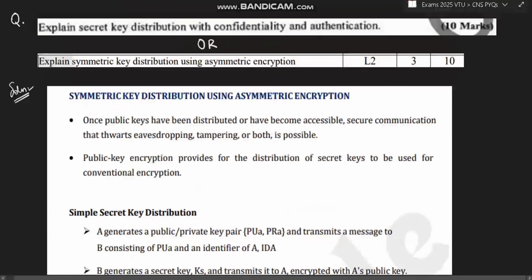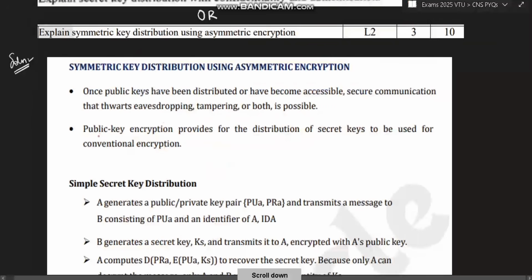Now, what is symmetric key distribution using asymmetric encryption? Once the public keys have been distributed or have become accessible, secure communication that thwarts eavesdropping, tampering, or both is possible. Everyone has the public key, even a hacker can have the public key, so we need a private key now. Now, how do we distribute the private key? Because everyone should have their own private key also, right? Public key encryption provides for the distribution of secret keys to be used for conventional encryption.